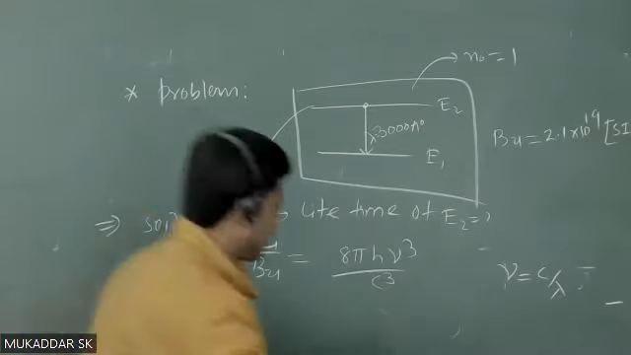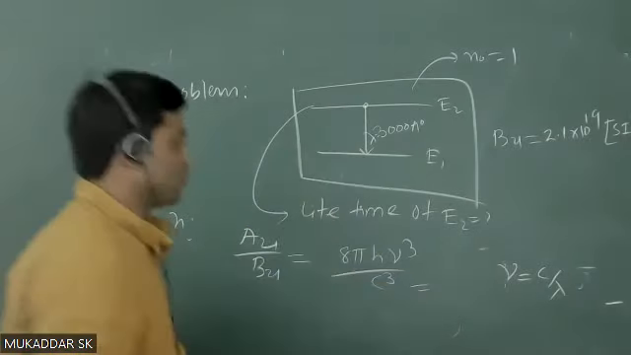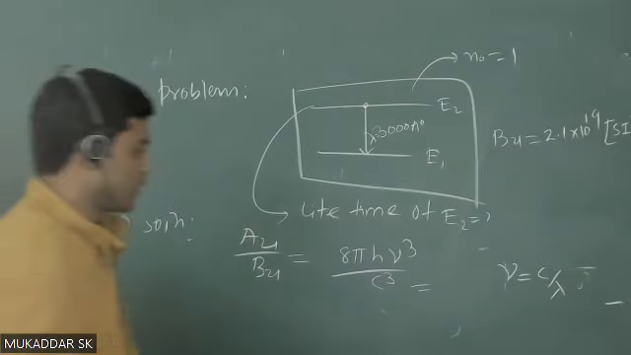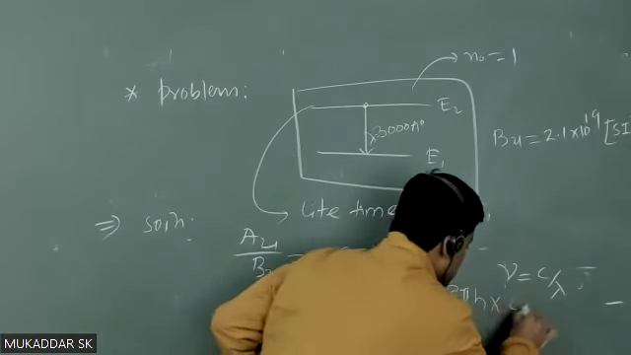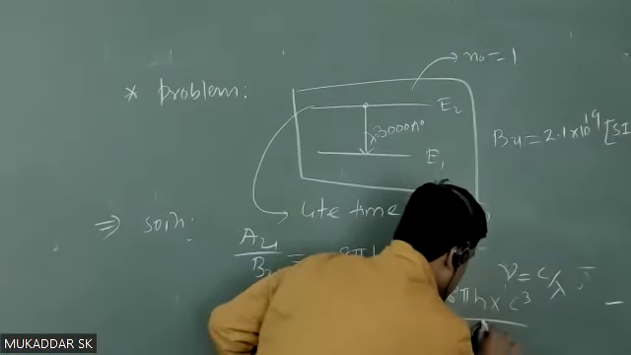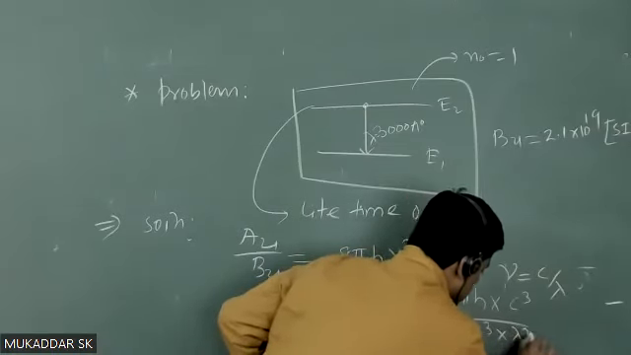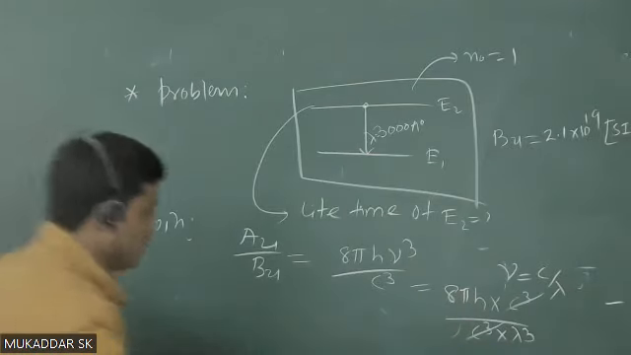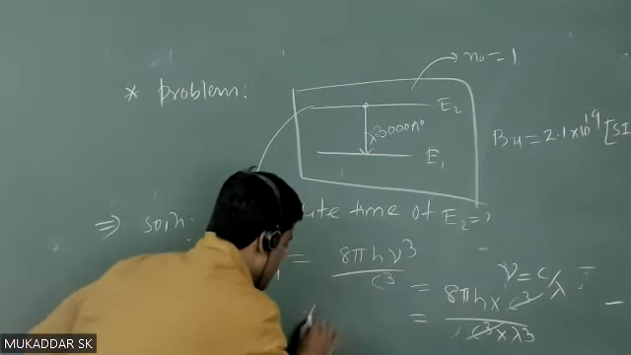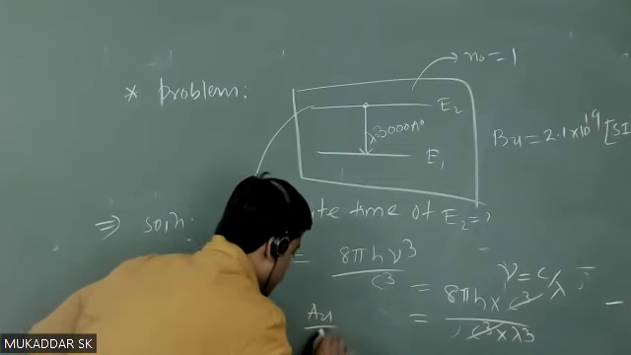Nu is nothing but c by lambda. So if I substitute that c by lambda in place of nu, it will be basically 8 pi h c cube divided by c cube into lambda cube. So this c cube will be cancelled, and this is your A21 by B21.